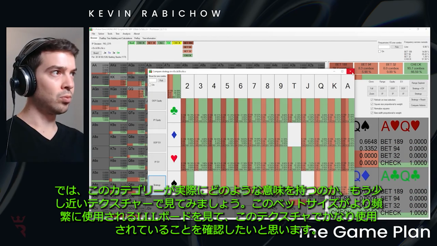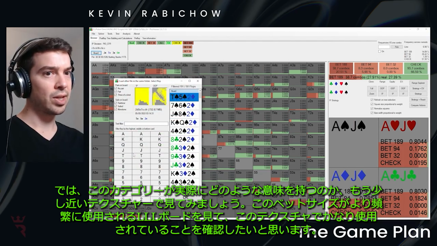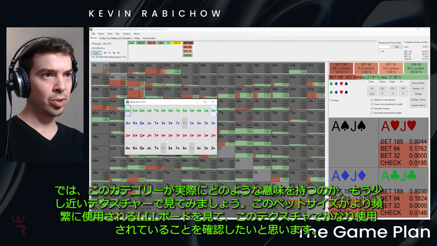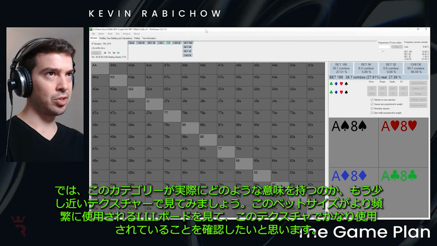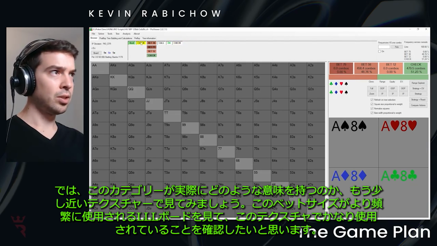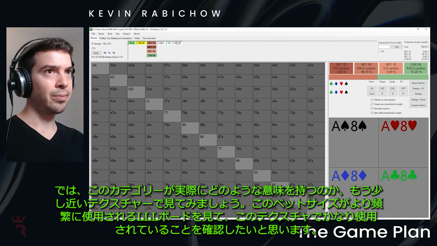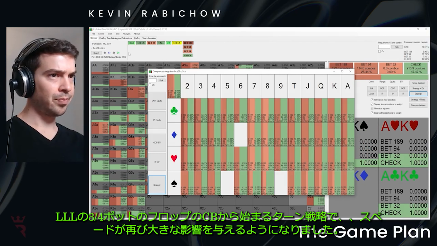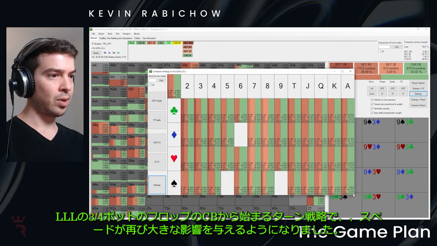So let's look at a few closer textures to what this category is actually meant to be. We can look at a low, low, low board where this bet size is used more frequently. And I just want to make sure we are getting it used a fair bit on this texture. So here we've got a turn strategy starting from the low, low, low flop and 3/4 pot flop c-bet. The spades, again, now having a bigger impact.